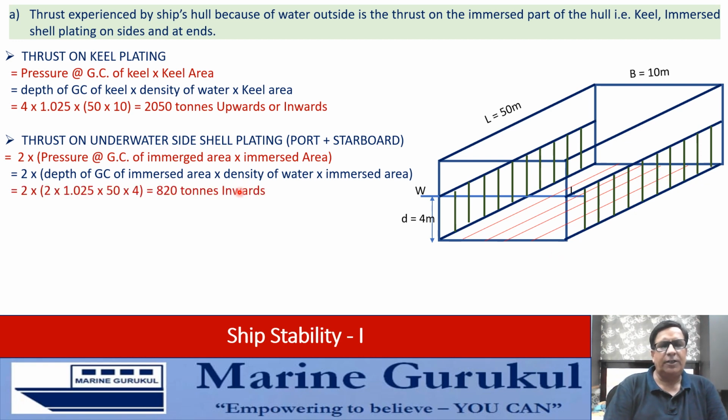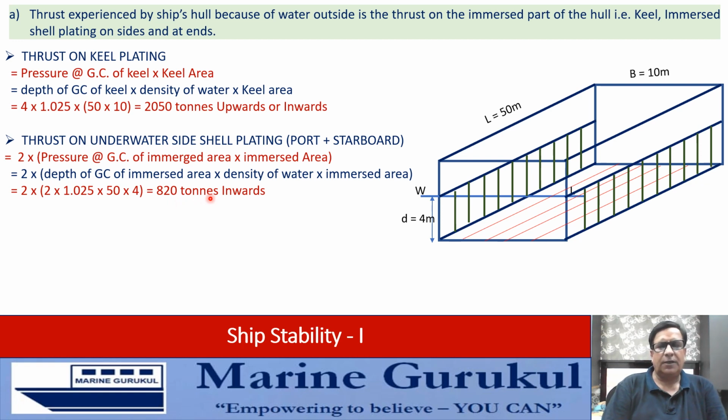So we put these values here. Depth of the GC is 2 meters. Density of the water is seawater multiplied by the area of the immersed side on one, either port or starboard. And when we double it up by multiplying by 2, we shall get the thrust acting on both the sides. So the thrust acting on the two sides is 820 tons again inwards.